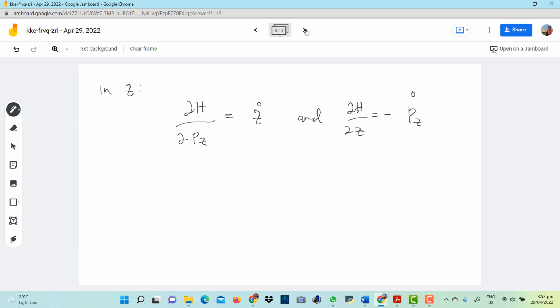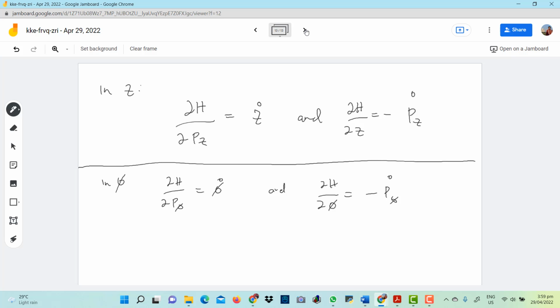Okay, so for phi, it's easy: partial h with respect to p phi is equal to phi dot, and partial h with respect to phi is equal to negative p phi dot. Okay? So, what you will do is only the z part.